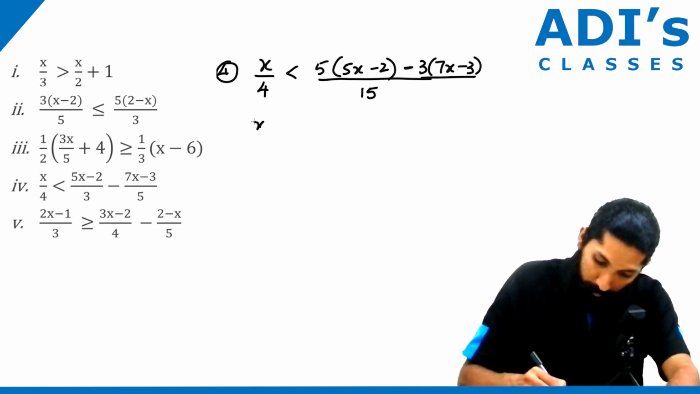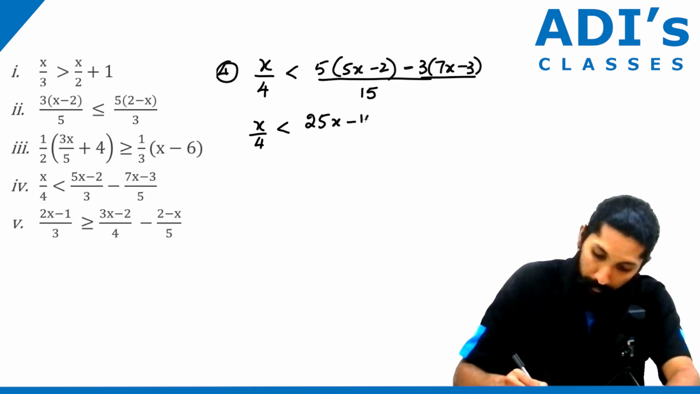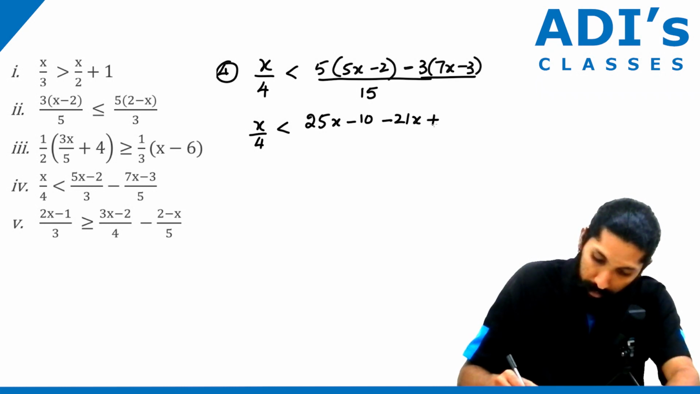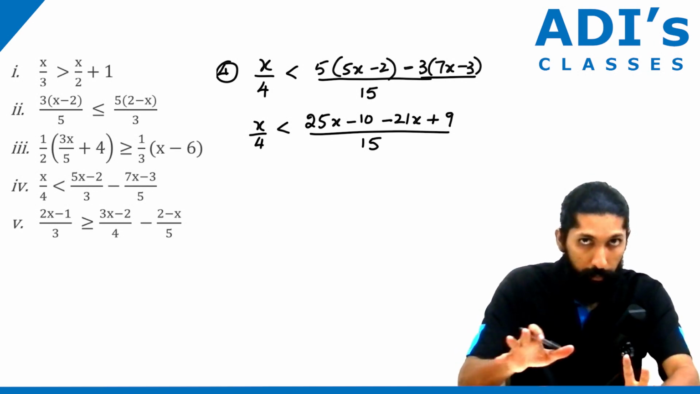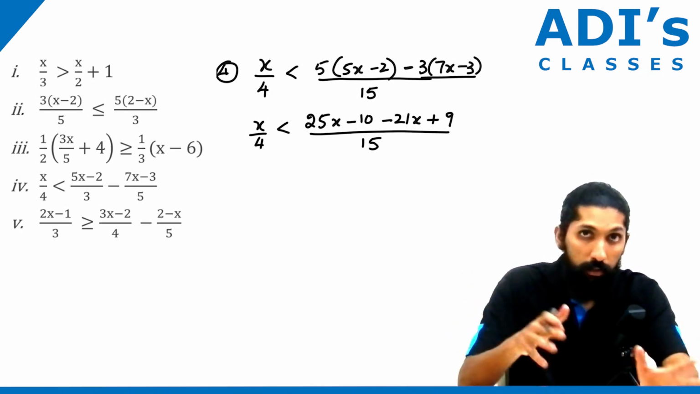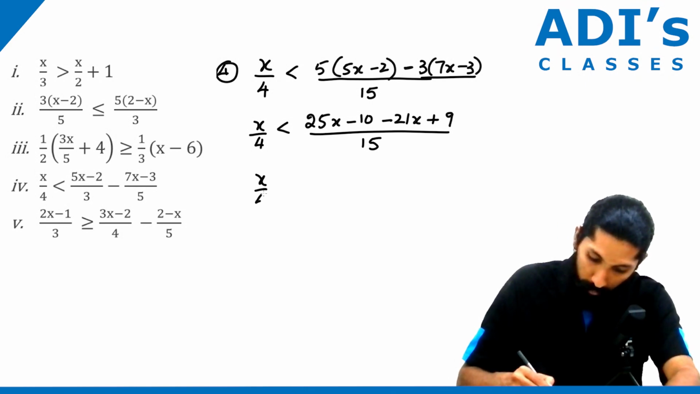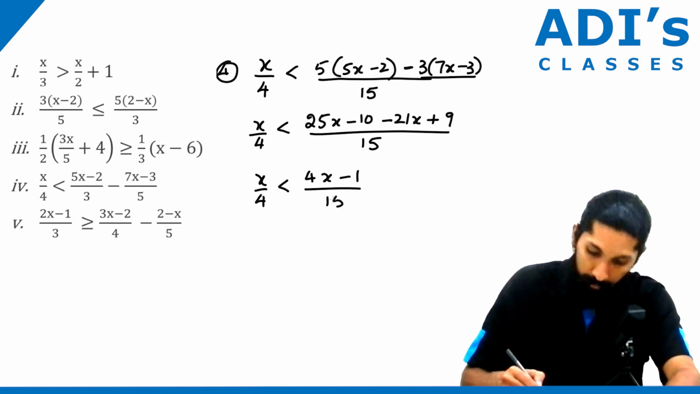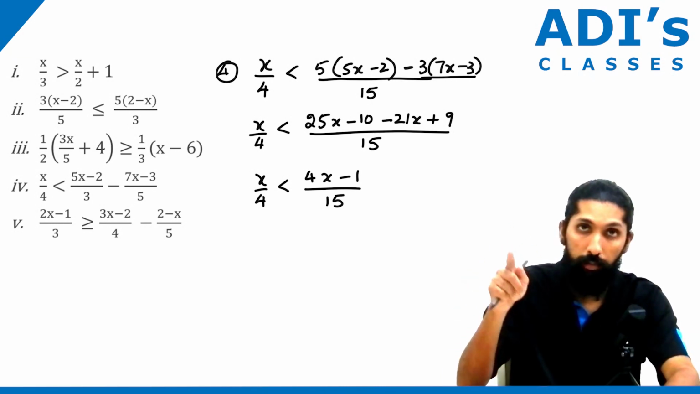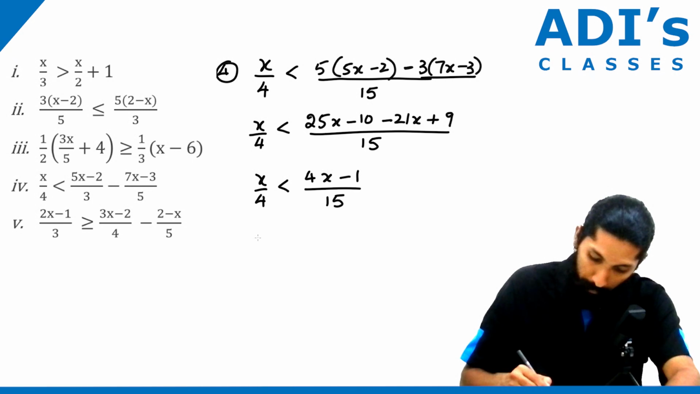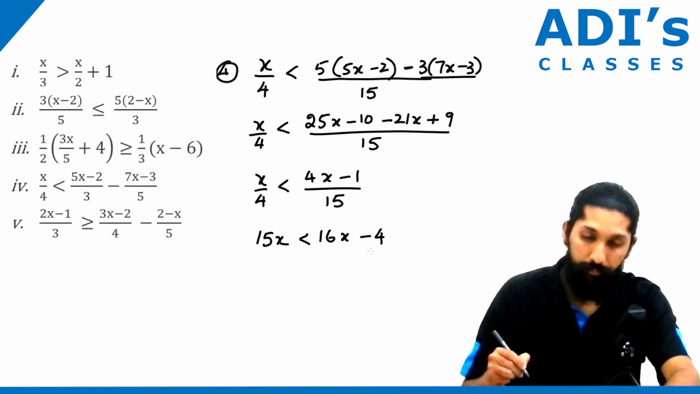Now, x by 4 less than (25x minus 10 minus 21x plus 9) whole over 15. Don't cross multiply right now. First simplify, then cross multiply. So x by 4 less than (4x minus 1) divided by 15. 25 minus 21 is 4x, minus 10 plus 9 becomes minus 1. Cross multiply now: 15x less than 16x minus 4.